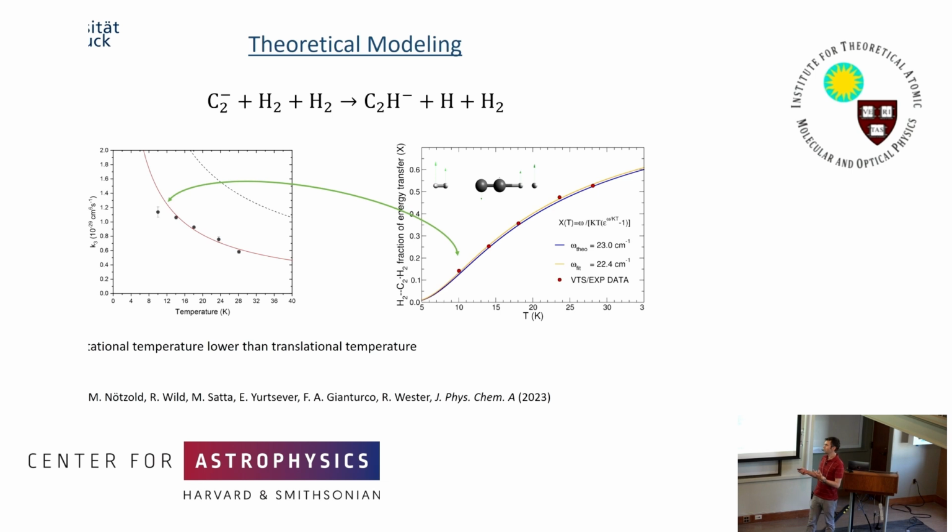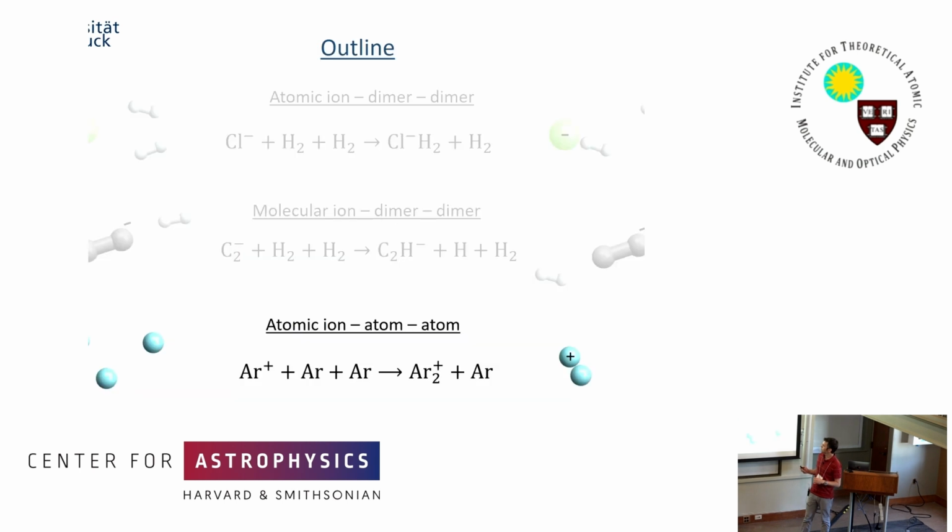So what this means in terms of the T to the minus n is maybe a little bit more difficult, because now you have two temperatures that you have to think about. I'll leave that problem to other people. Okay, so this was the C2- H2. And for the last part, I'll talk about the atomic ion with two atoms, argon plus argon. I call this the laughing pirate reaction.